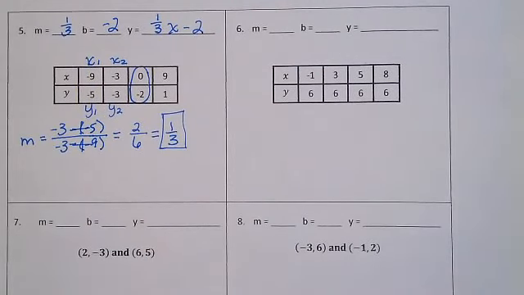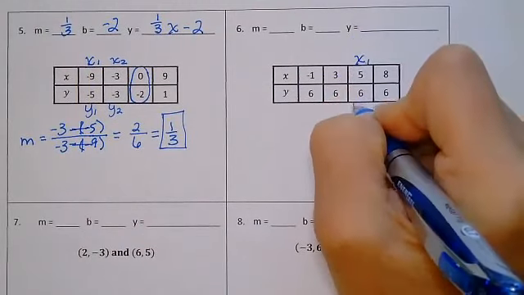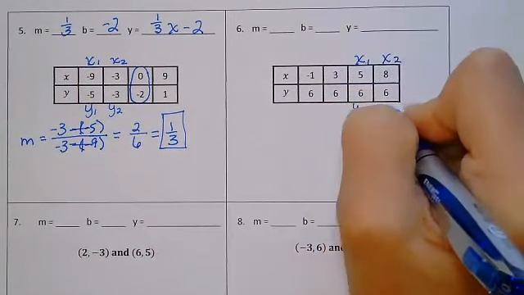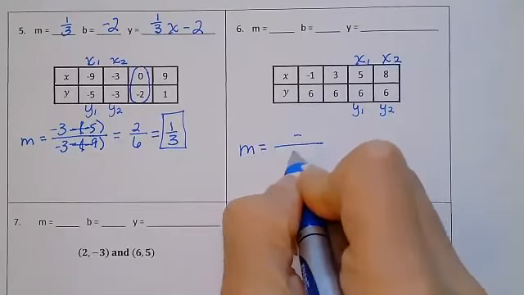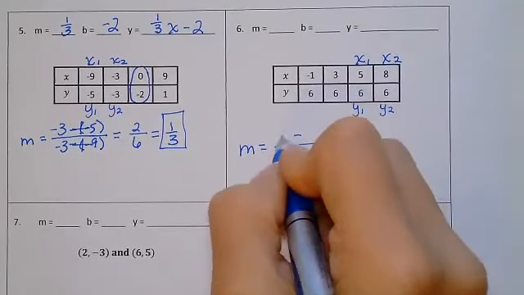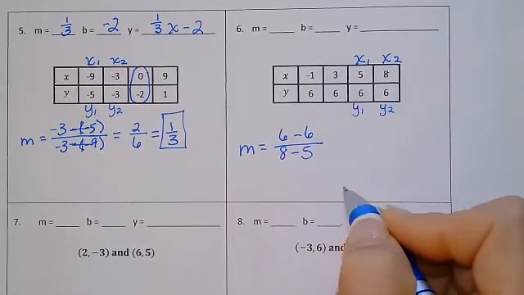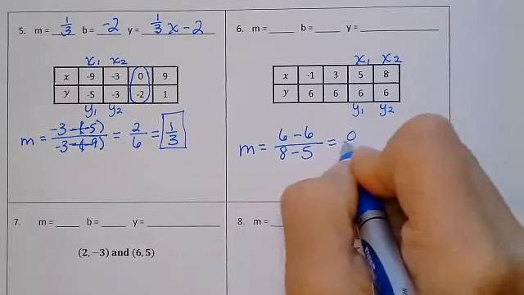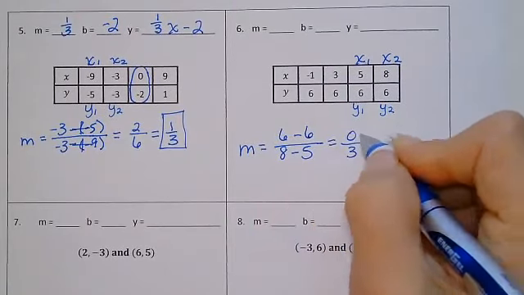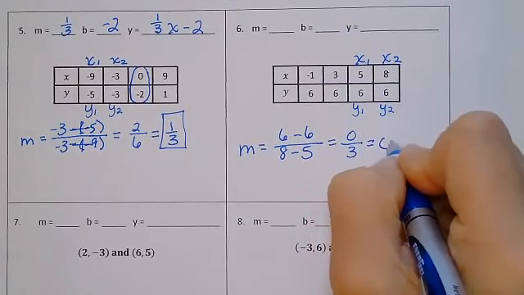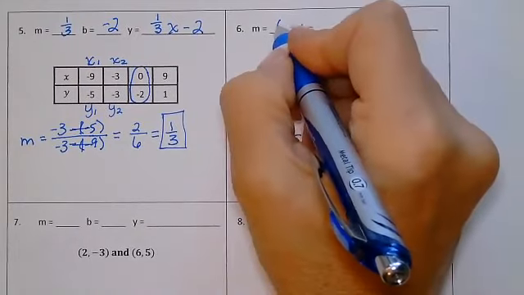Number 6, label x1, y1. I'm going to do these. Slope formula. Substitute 6 minus 6 and 8 minus 5. And solve. 6 minus 6 is 0 and 8 minus 5 is 3. Well, if we have a 0 in the numerator, then that equals 0. So our slope is 0.